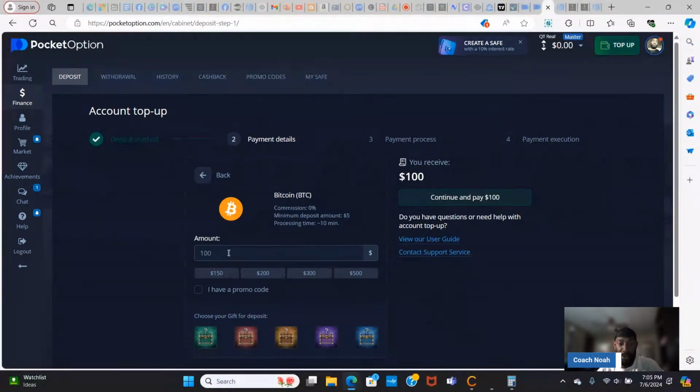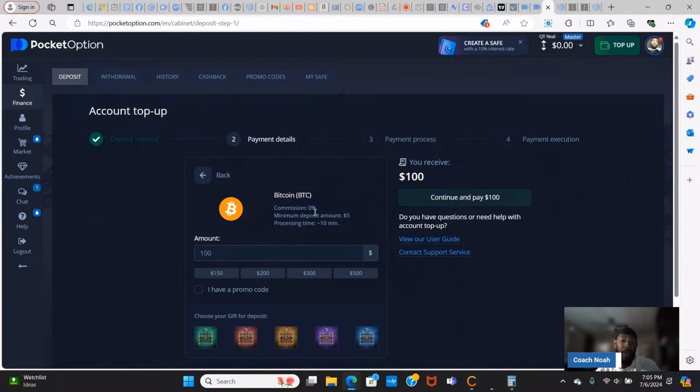So choose the amount that you want to deposit. I'd say don't start with less than $50. Okay, try to start with at least $50 to $100. The minimum deposit is $5, but I wouldn't start that low if I were you. I would try to start with at least $50 to $100. If you can't, then cool.